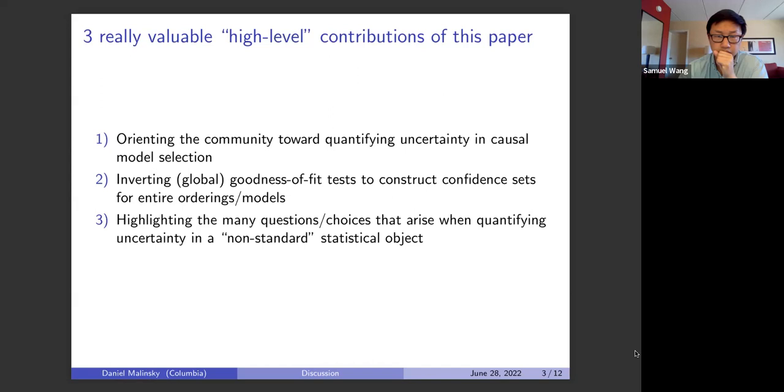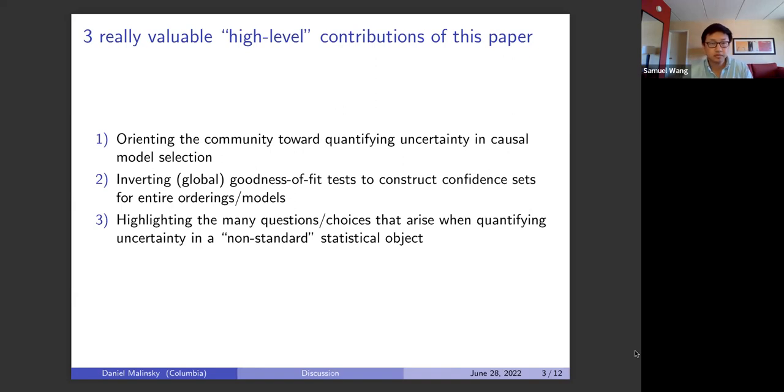There are three things that I want to highlight. The first is that I think it's really important to orient the community, the causal inference community and the causal discovery community, towards quantifying uncertainty in causal model selection. And so I'm really happy that this paper is doing that, and there's a lot of work to be done, and I hope more people get inspired to come up with confidence sets or quantifying uncertainty in different ways.